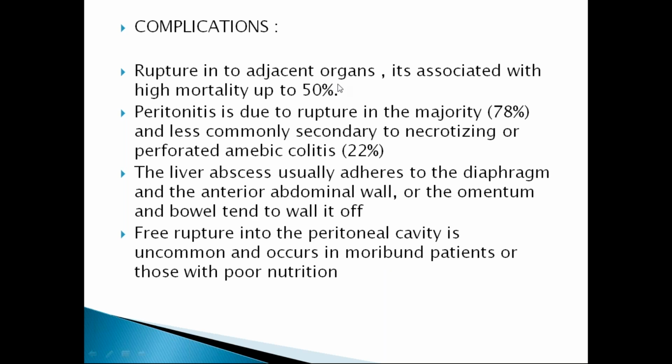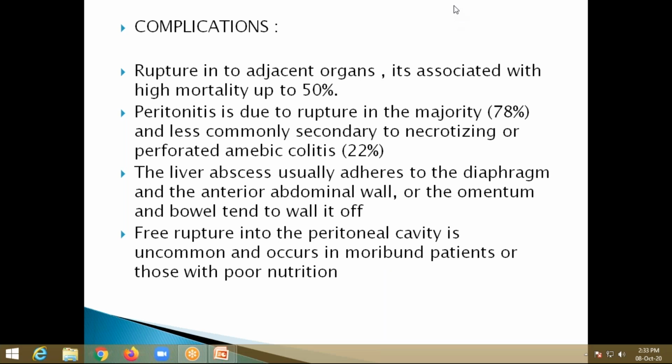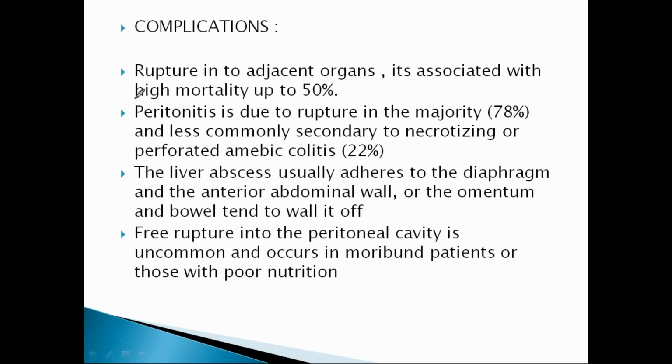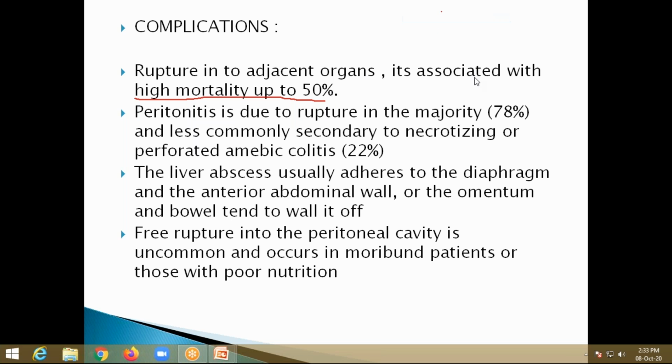A rupture into adjacent organs has very high mortality because it causes peritonitis. That is the reason. Less commonly it is secondary to necrotizing or perforated amoebic colitis. The liver abscess usually attaches to the diaphragm and the anterior abdominal wall, or the omentum and bowel tend to wall it off. That is the function of the omentum. It is called the abdominal policeman.